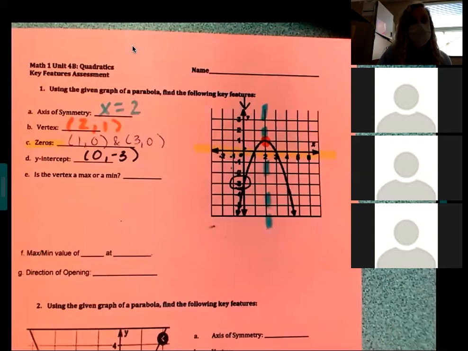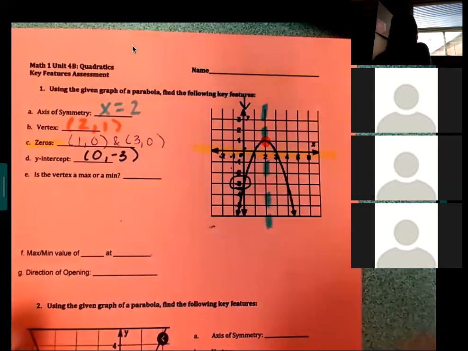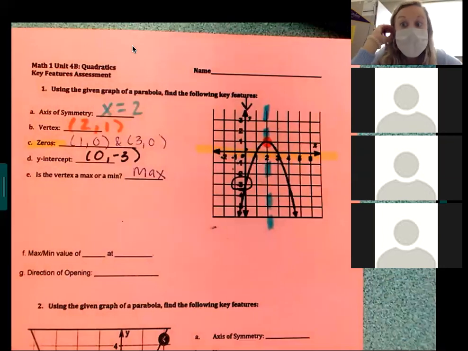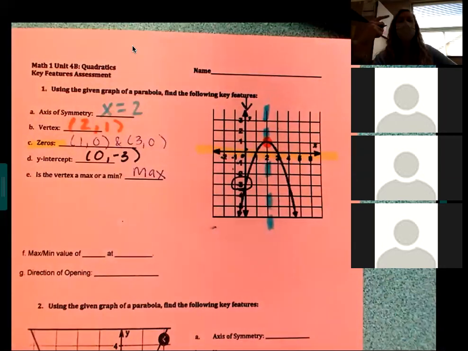Are we okay so far? All right, this next one, I feel like most of you are fine on. Is the vertex a max or a min? Okay, somebody tell me why it's a max. Because the vertex is at the highest point of the parabola. Very good. So I heard it's at the highest point, it's at the top, it turns at the top. All of those are great explanations.